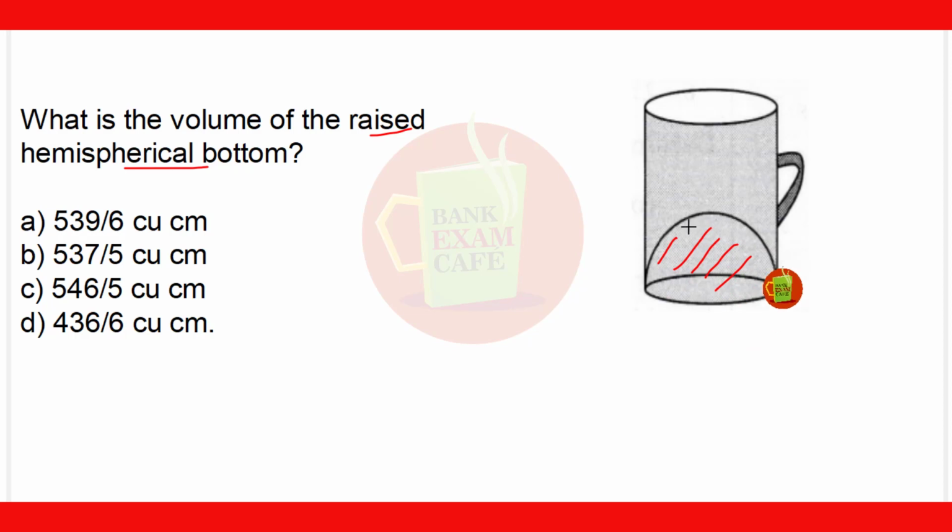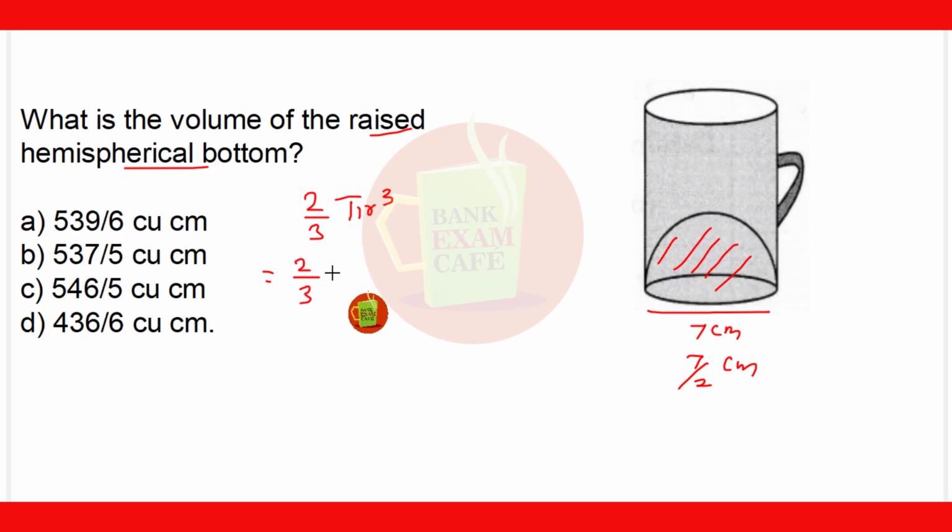And this is hemispherical in shape, so its volume will be what? 2/3 pi r cube. Correct? So the diameter is 7 centimeter and therefore the radius will be 7/2 centimeter. And so the volume of this hemispherical portion will be 2/3 multiplied by 22/7 multiplied by r cube, that is 7/2 into 7/2 into 7/2.